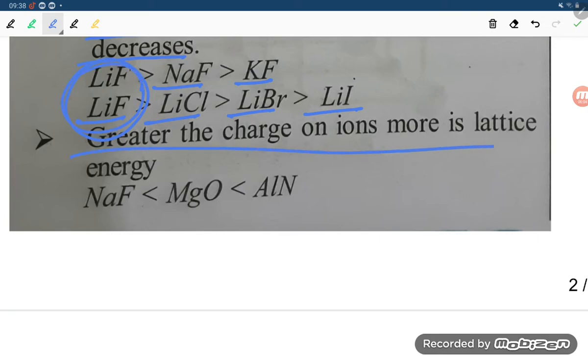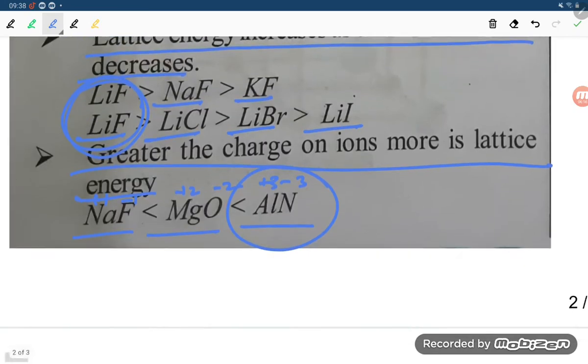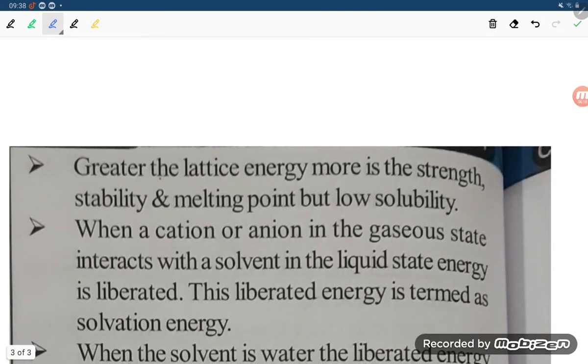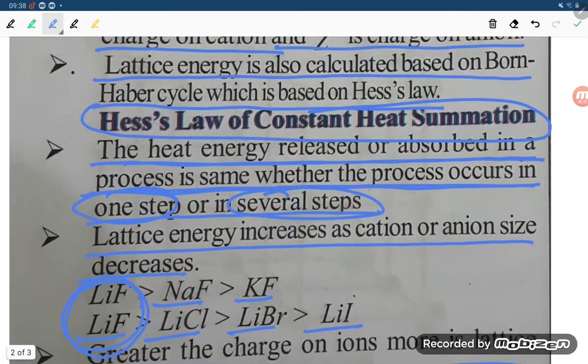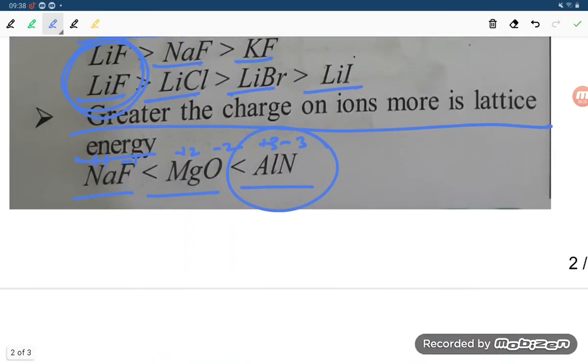Greater the charge on the ions, more is the lattice energy. NaF, MgO, AlN. Here AlN is plus 3 minus 3, MgO is plus 2 minus 2, and NaF is plus 1 minus 1. So greater the charge, greater will be the lattice energy.